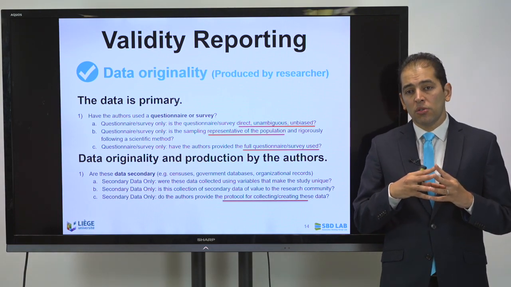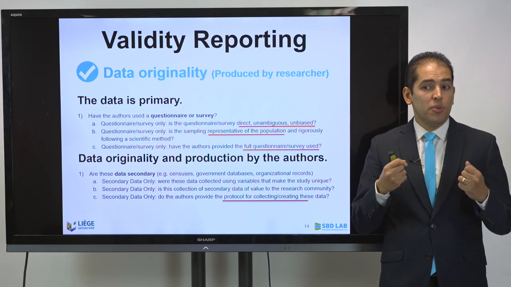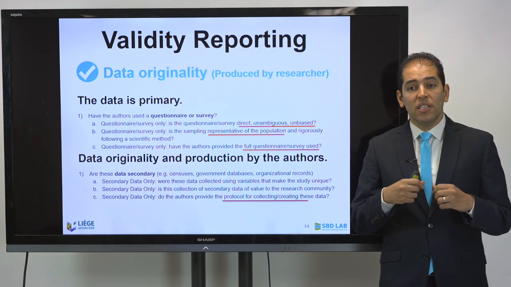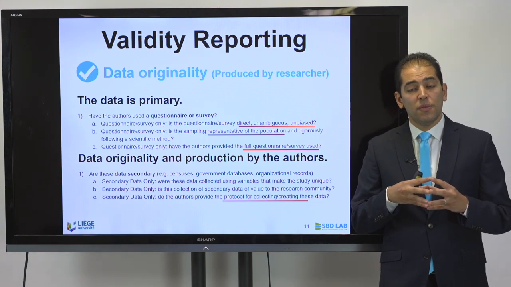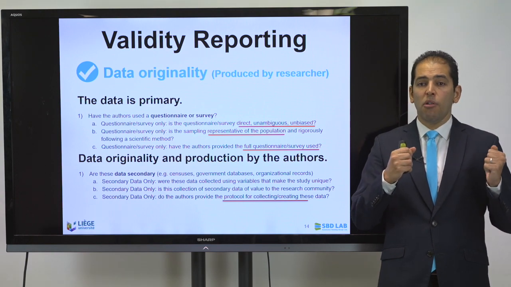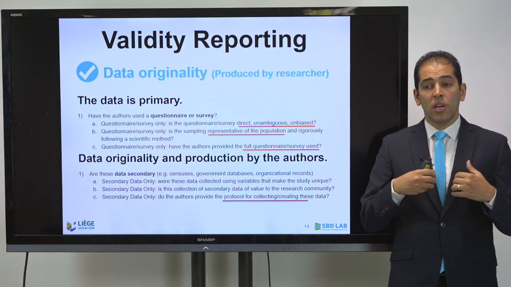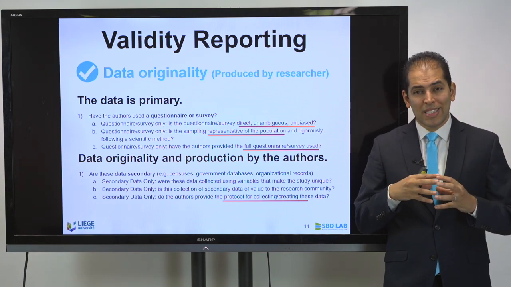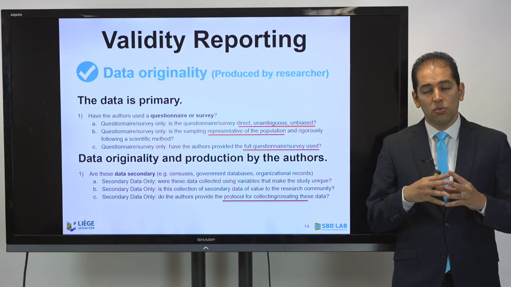The second action when we are talking about the questionnaire and survey is to check: is the sampling representative of the population, and is it rigorously done following best practices and scientific methods? Did we take care of randomization? Did we take care of representation? Did we communicate our sampling framework? And so on.